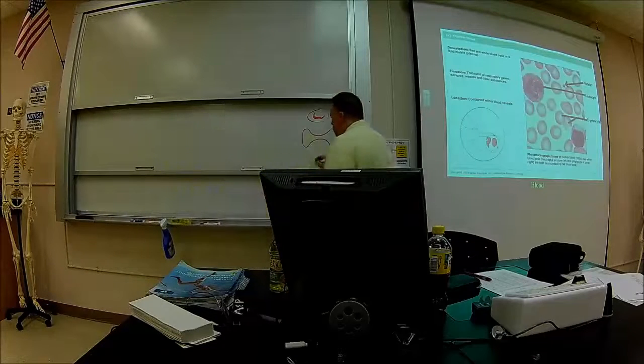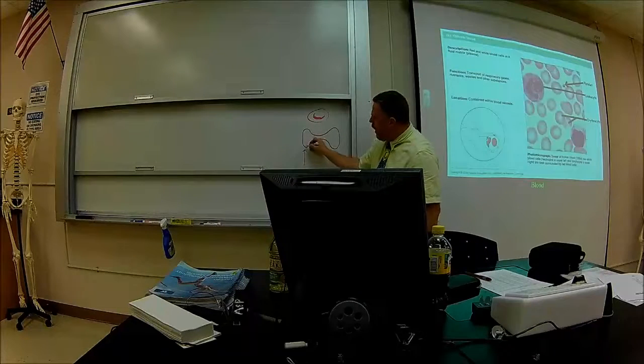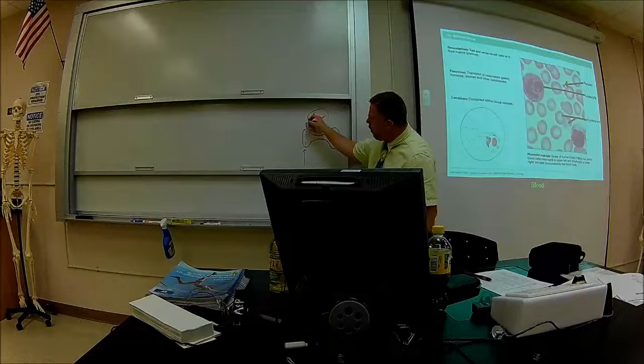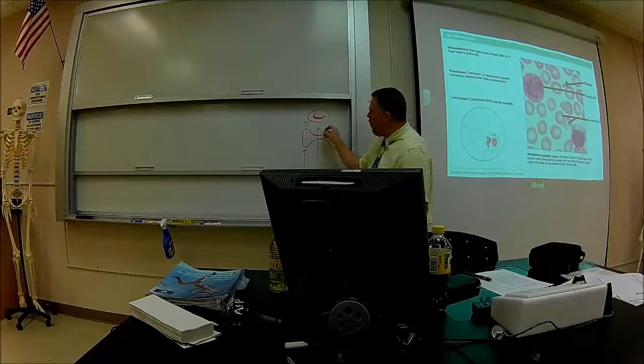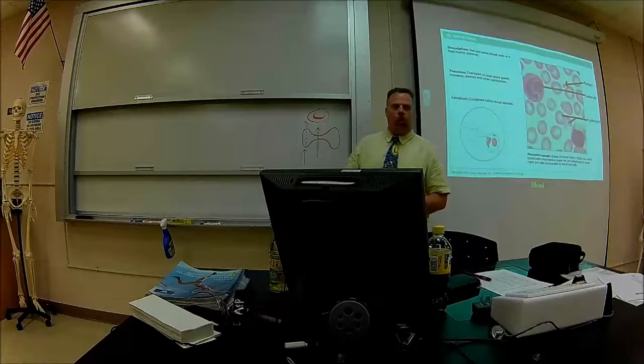So when light comes in here, light cannot get through here. But light can easily pass through there. So it looks like there's a hole in there. There's no hole.